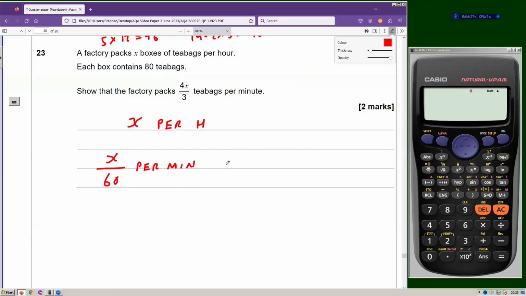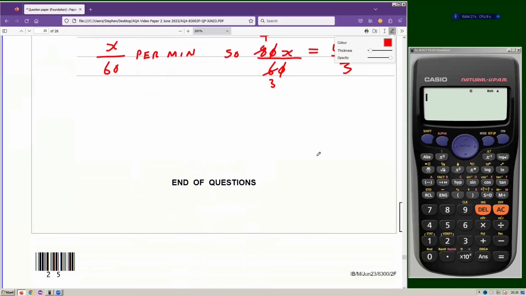So the number of tea bags is 80x over 60. Knock off the naught. Then 2 goes into that 3 times, 2 goes into this 4 times. Yeah, it's 4x over 3. Okay. Yep. Per minute. End of questions.